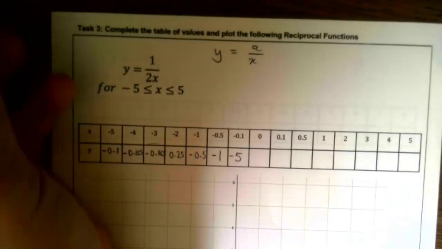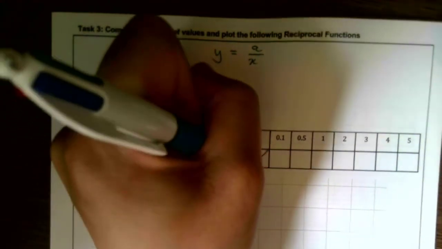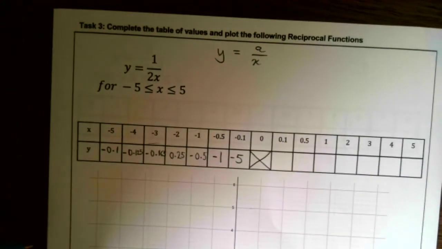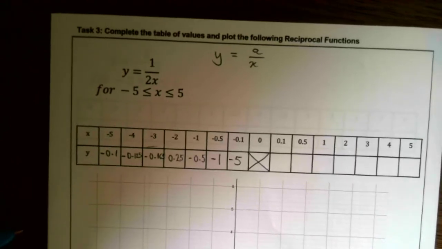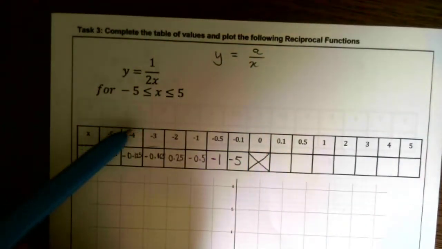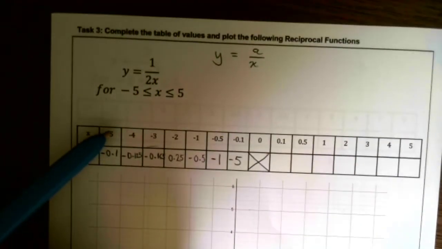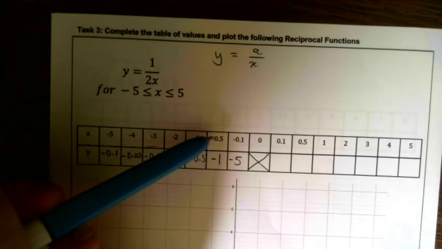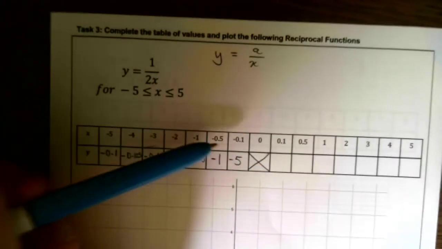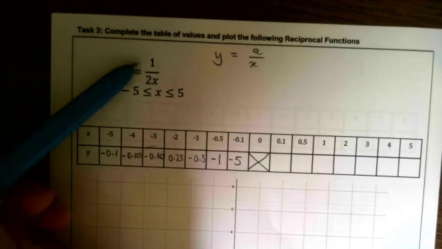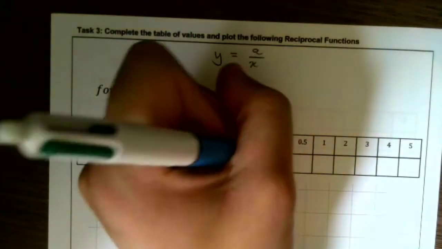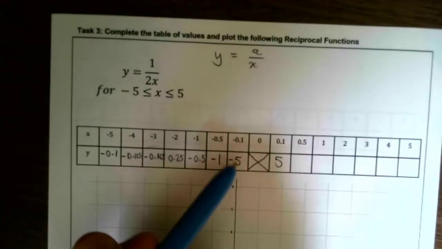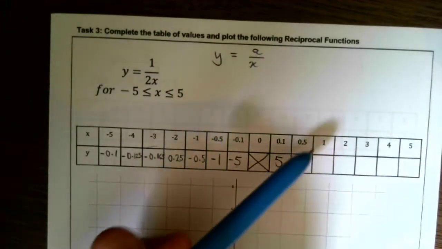1 over 0, we can't actually plot that, so we're just going to put a cross through there because that would actually give us theoretically infinite. 1 over 2 times 0.1. Well, this is where we can start to think about how they're going to mirror each other, because we're essentially getting rid of the negative symbol for these. So look, 1 over 2 times 0.1, that's 1 over 0.2, which we've already established is 5. So you should be able to start seeing this mirror effect here.